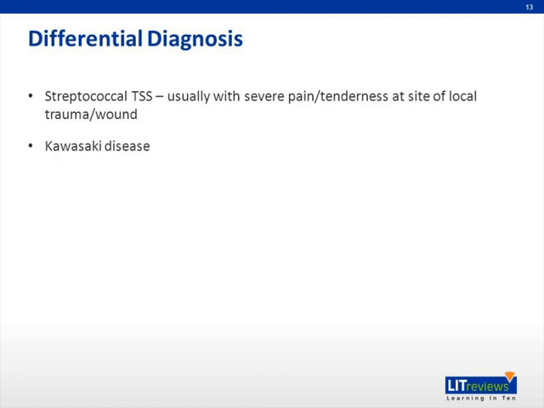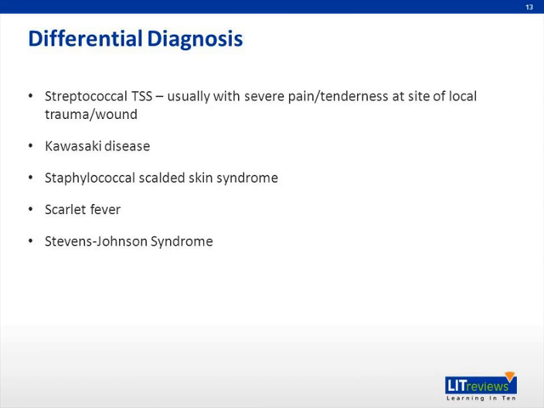Kawasaki disease can also present similarly. You can have a rash, and as you remember, you can have several other constellations of symptoms that might look similar to toxic shock syndrome, and you'll see that more in children. The differential also includes staphylococcal scalded skin syndrome, scarlet fever, Stevens-Johnson syndrome from different medication use, Rocky Mountain spotted fever, and that's why getting serologies for those might be helpful.